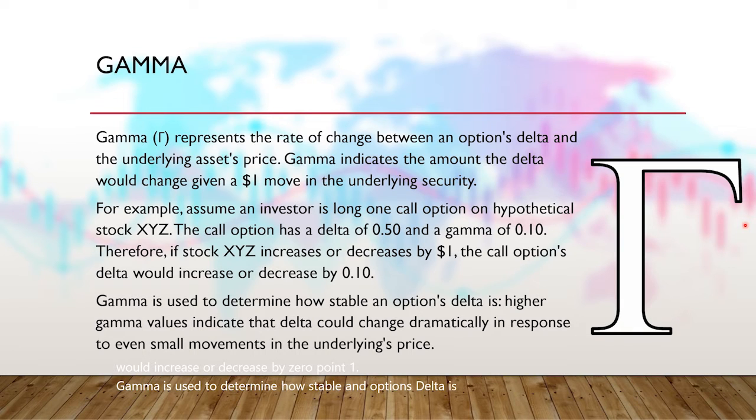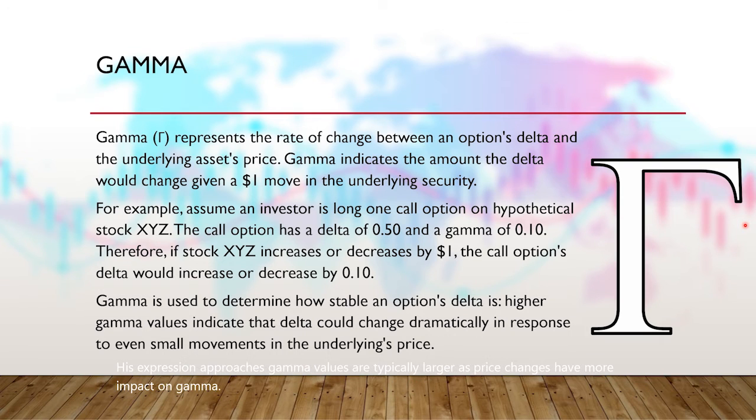Gamma is used to determine how stable an option's delta is. So a high gamma value indicates that the delta could change dramatically in response to even small movements in the underlying stock. Gamma is high for options that are at the money and low for options that are in and out of the money. They accelerate in magnitude as expiration approaches. Gamma values are generally smaller the further away from the date of expiration, and options with long expirations are less sensitive to delta changes. As expiration approaches, gamma values are typically larger as price changes have more impact on gamma.